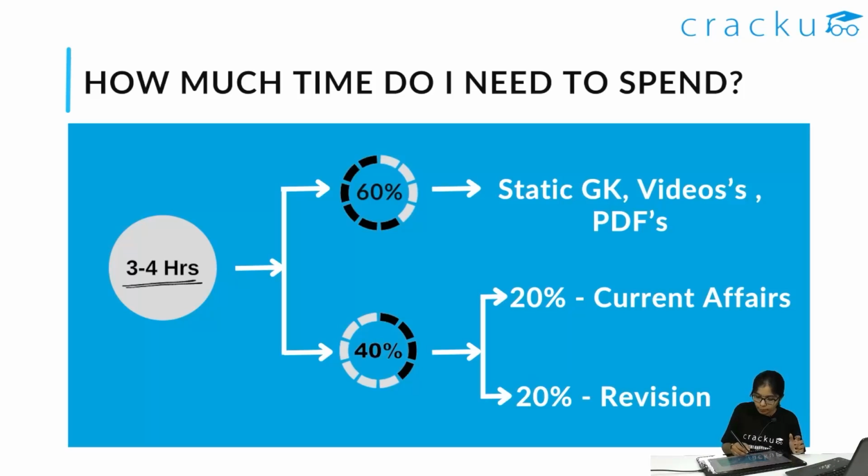going to divide my time is: 60% of my time I'll be allocating for static GK, for videos and for PDFs, and the remaining 40%, you can allocate 20% for current affairs and 20% for revision. Why? Because revision is very much mandatory, so that it will be helpful for you to remember all the things.